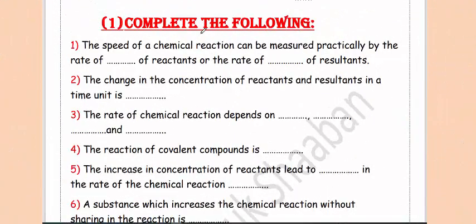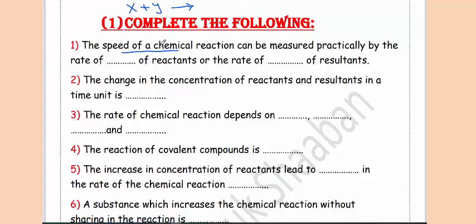طيب أول سؤال عندي هنا بيقول إيه؟ The speed of a chemical reaction can be measured practically by the rate of what of reactants or the rate of what of resultants. طيب أنا عارفة إن ال speed of chemical reaction أصلا عشان أقول إن بيحصل chemical reaction، يعني نفترض إن أنا حطيت مادة X على مادة Y والوقت بيعدي والإكس والواي موجودين زي ما هما ومفيش أي حاجة جديدة ظهرت، كده هيبقى فيه chemical reaction؟ of course لا.